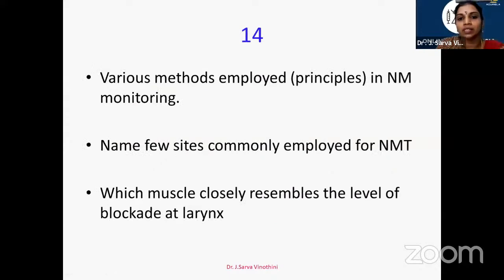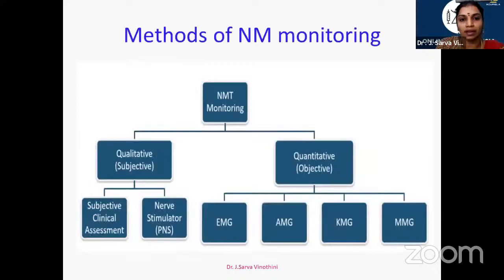What are the various methods employed in neuromuscular monitoring? Name a few sites that are commonly employed for neuromuscular monitoring. Which muscle closely resembles the level of blockade at the larynx? The methods of neuromuscular monitoring can be qualitative or quantitative. Qualitative means it's subjective, like a clinical assessment of protruding the tongue, raising the head, tongue depressor test, all those things. Or we can use a nerve stimulator and visually see the response to train of 4, etc. Or it can be objective, which is reproducible and which is the preferred one.